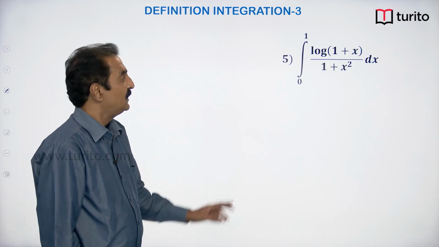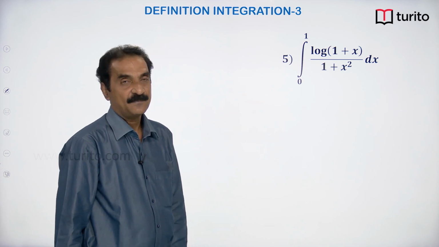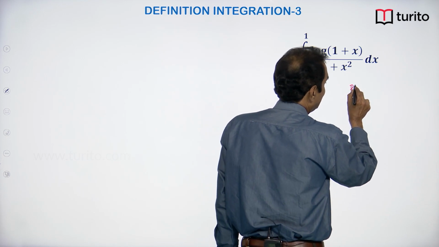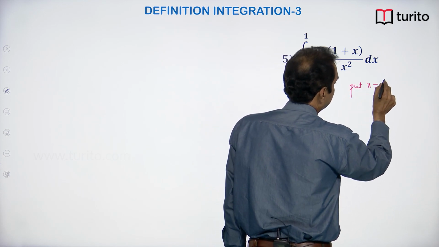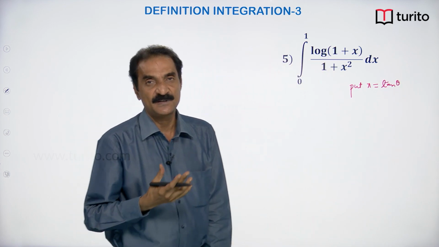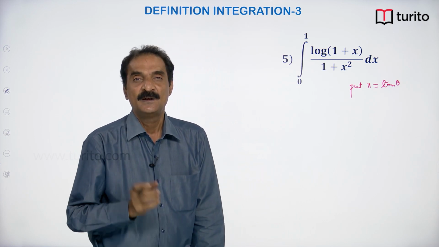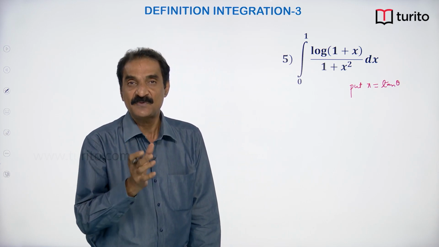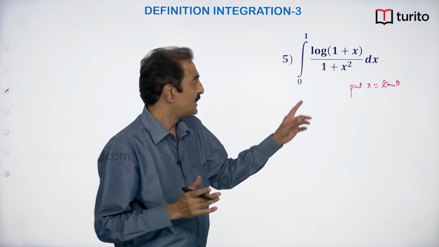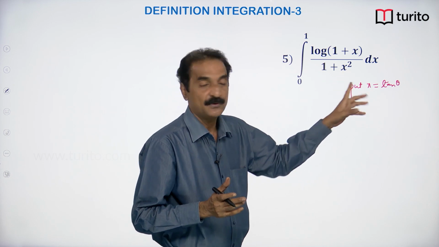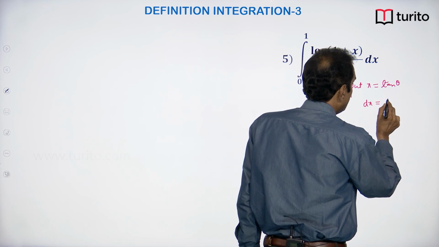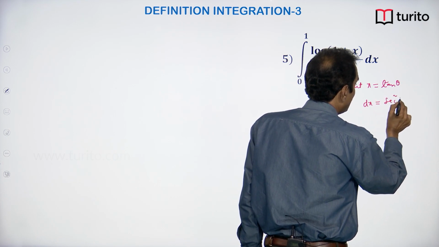Integral 0 to 1 log 1 plus x by 1 plus x square. Put x is equal to tan theta. In indefinite integration, we have discussed one method, standard trigonometric substitution. Whenever the integrand is in terms of a square plus x square, we have to put x is equal to a tan theta. So using that trigonometric substitution, I am putting x is equal to tan theta. Then dx is equal to secant square theta d theta.